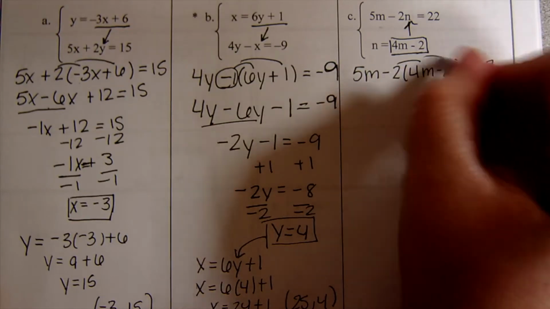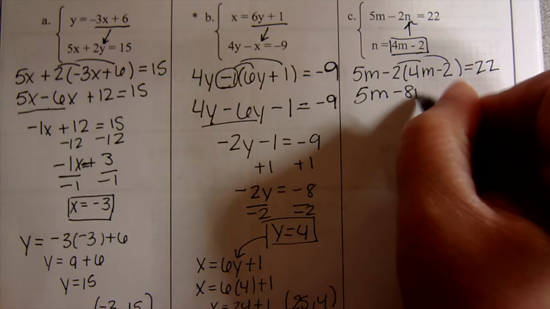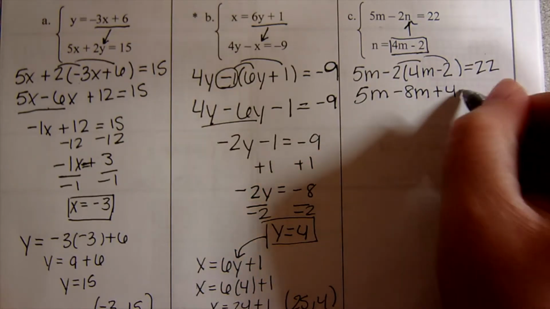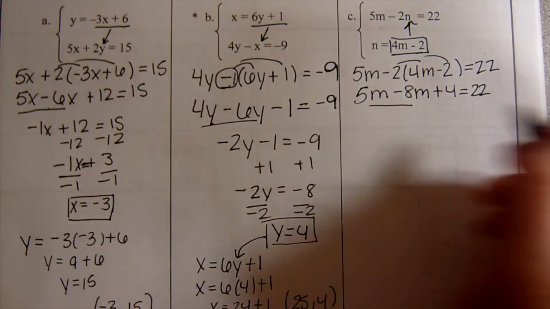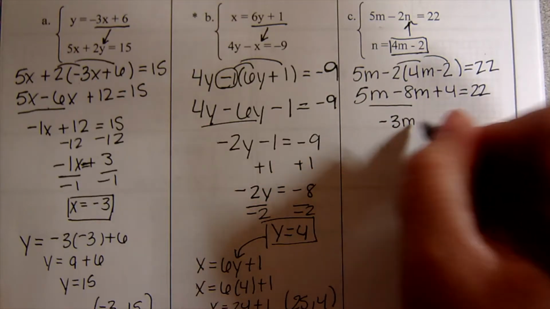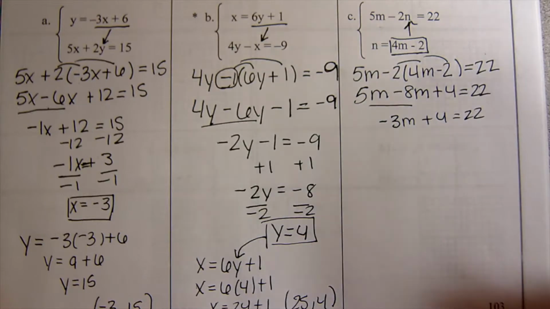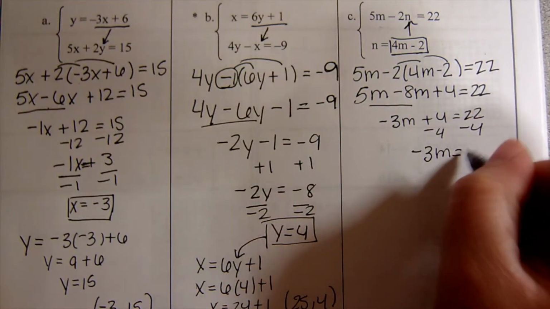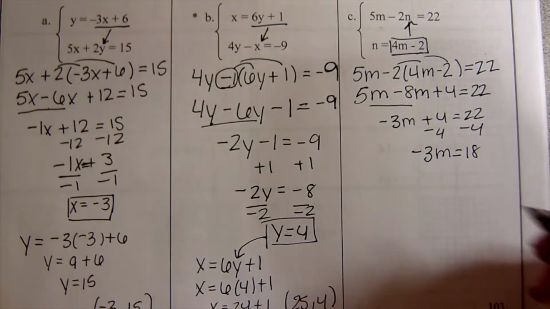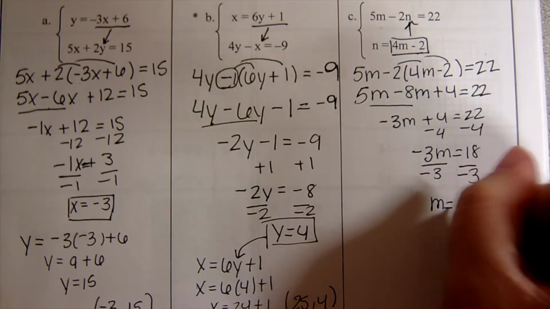Distribute the negative 2, so watch your signs. This is going to be 5m minus 8m plus 4 equals 22. And then what? Combine like terms. So negative 3m plus 4 equals 22. And then subtract 4. So negative 3m equals 18. And divide by negative 3. So m equals negative 6.